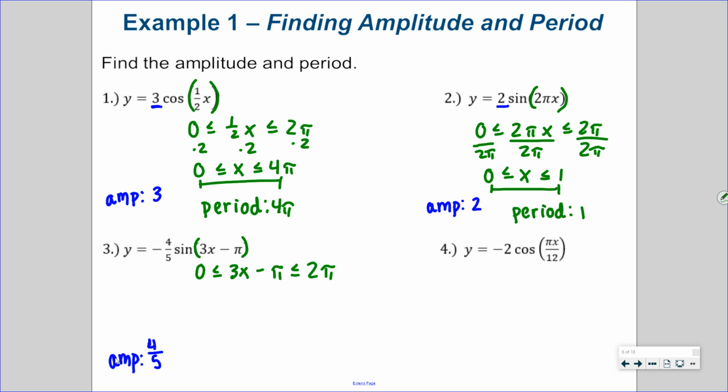To solve this, first I'd add pi to all 3 sides, if you will, of this compound inequality. Yes, 2 pi plus 1 pi is 3 pi. Oops, I almost forgot to add pi. Okay, then I've got to divide everything by 3. So now we can see pi over 3. Now we can see this one has a little bit of a phase shift, as we call it. Now it's going to start at pi over 3 and finish at pi, okay?